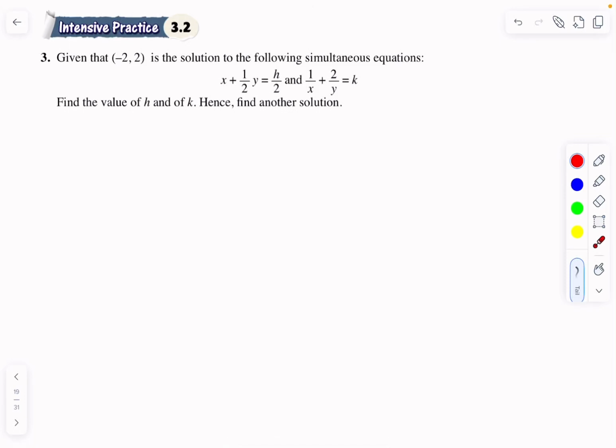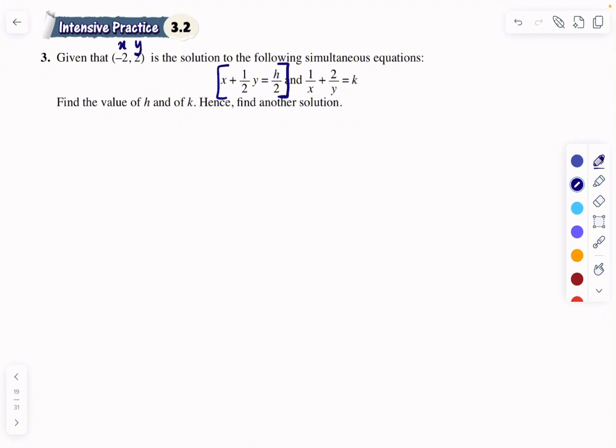Question 3. Given that (negative 2, 2) is the solution for the following simultaneous equations. So we have one equation here and one more equation here. Find the value of h and k, hence find another solution. If it's a solution, it means when we put x as negative 2, our y will be 2. So from here we can figure out what h is. We just substitute. This is x, this is y.